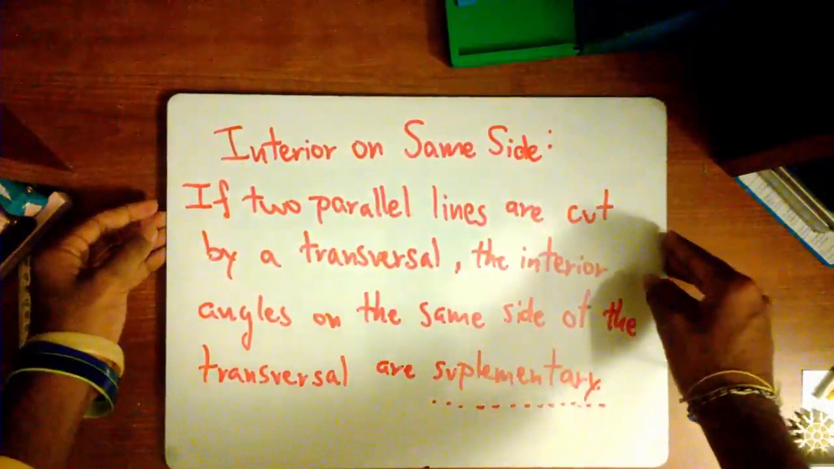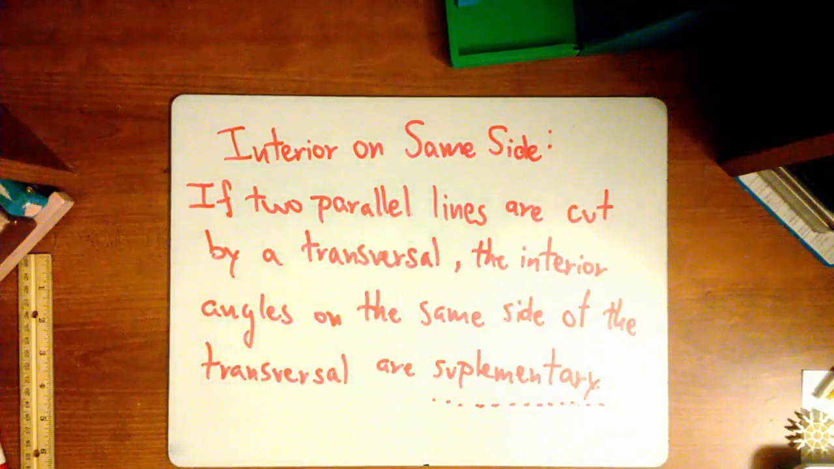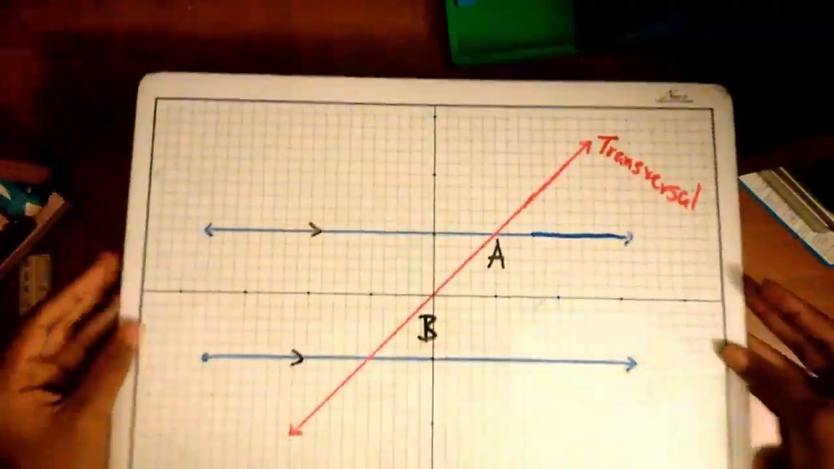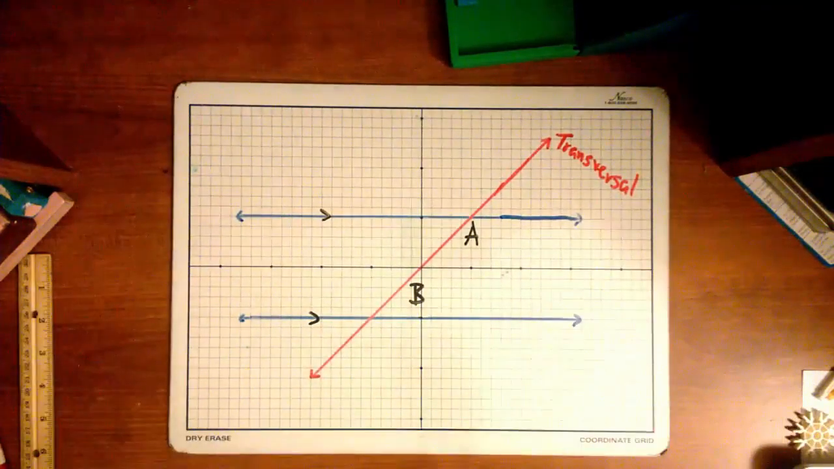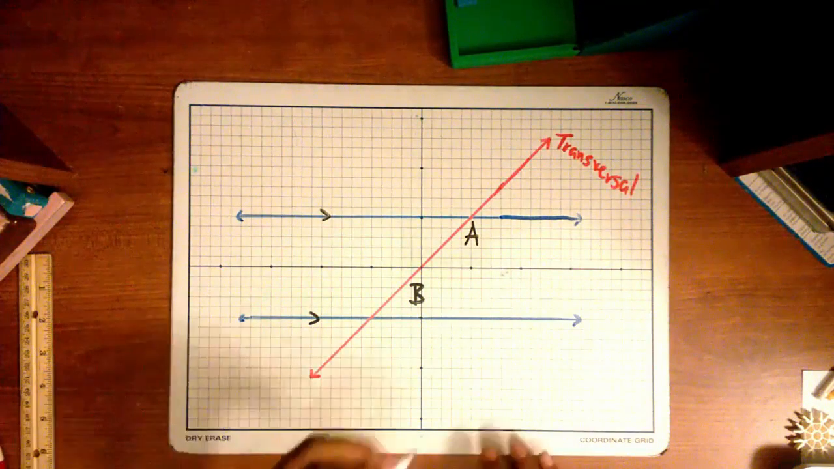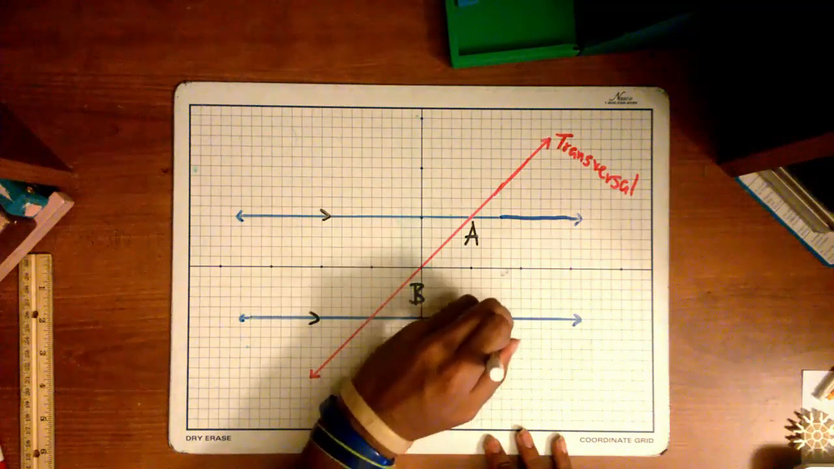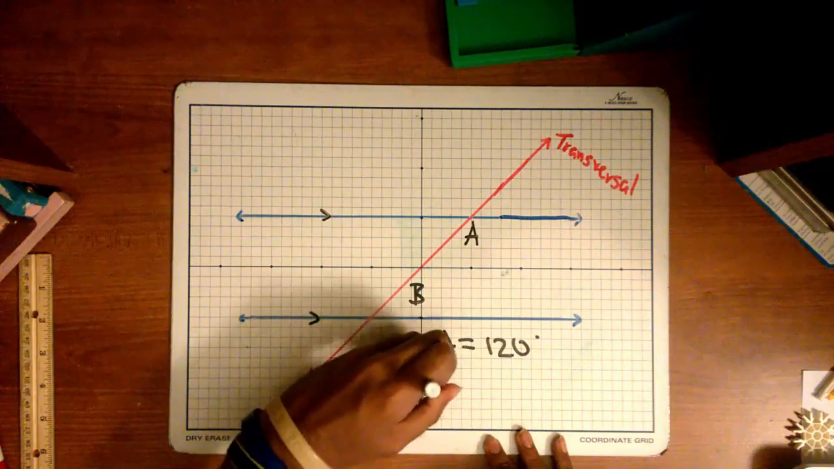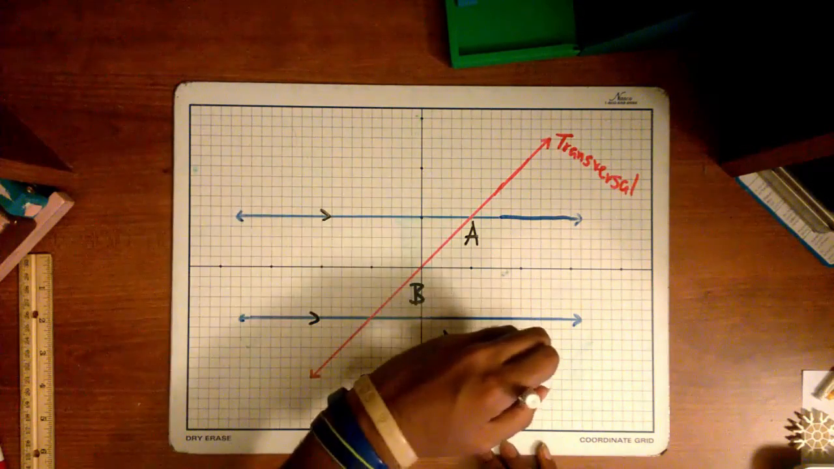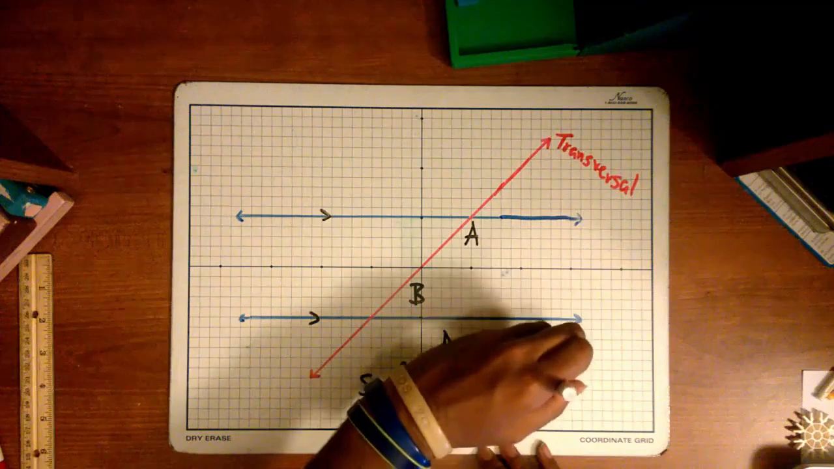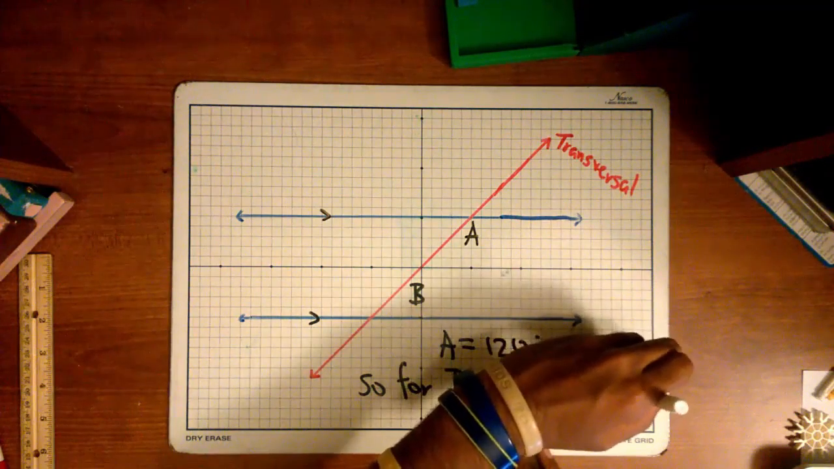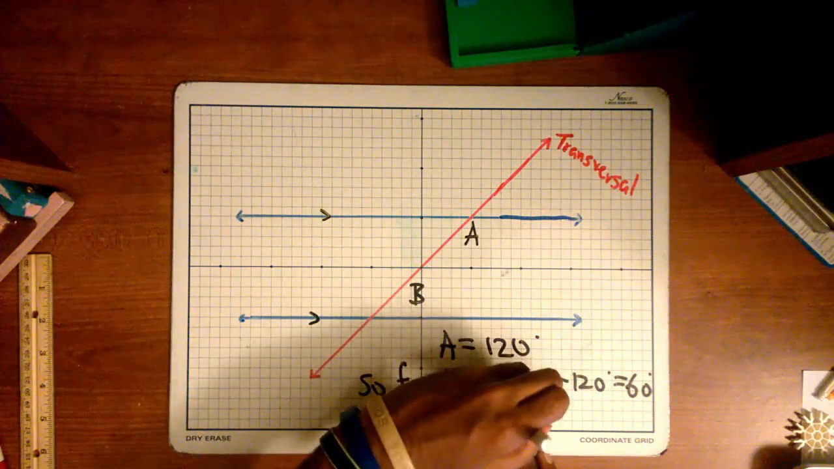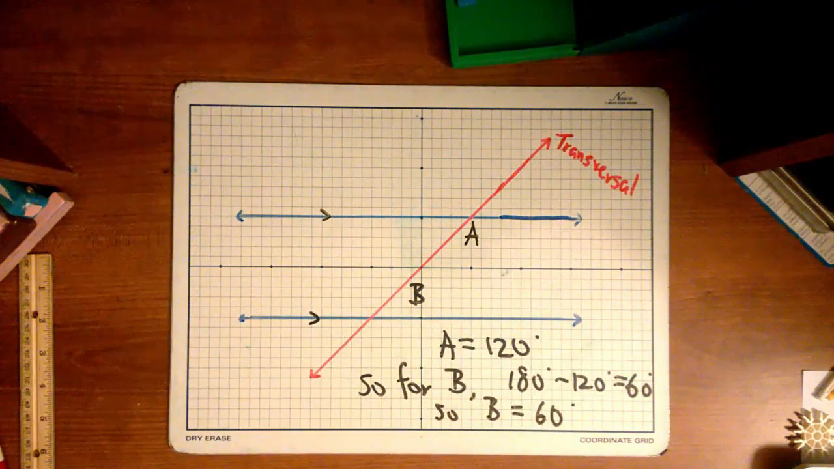For our fourth parallel postulate, it's the interior on same sides postulate, which says that if two parallel lines are cut by a transversal, the interior angles on the same side of the transversal are supplementary. So as you can see, the transversal cuts two parallel lines, and we have angle A and angle B. If we know that angle A is equal to 120 degrees, we can therefore conclude that angle B will equal 60 degrees, because A plus B is equal to 180 degrees in order to be supplementary. Therefore, angle B has to be 60 degrees.